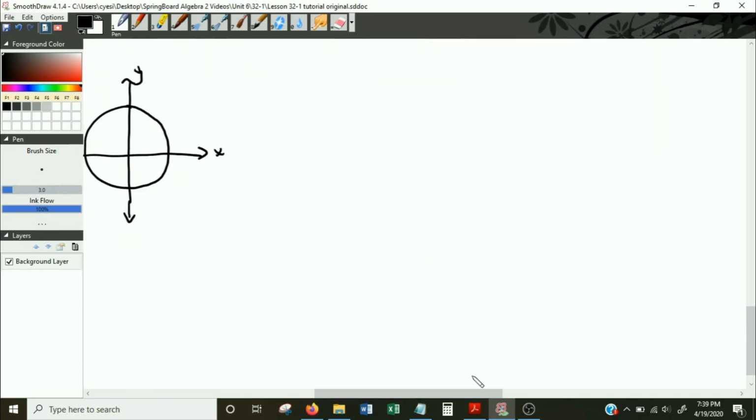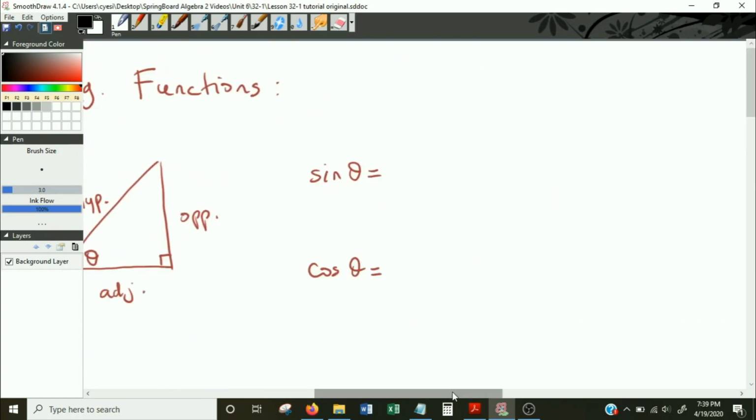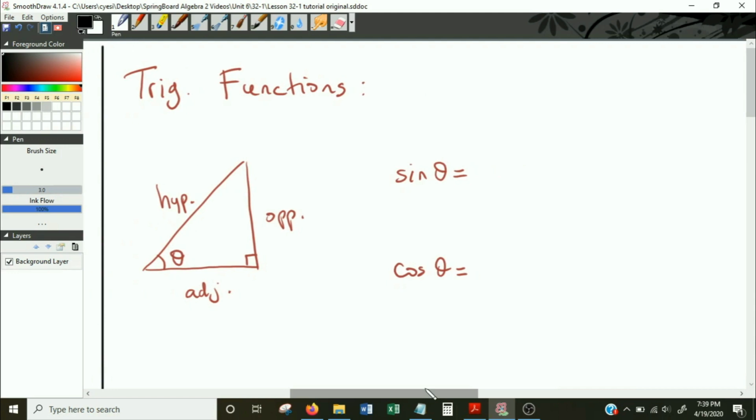Okay, so now let's go on to the next part, which is trig functions. You may remember from geometry that trig is short for trigonometry, and if you have an angle theta like this in a right triangle, this would be the adjacent side, this would be the opposite side, and this would be the hypotenuse. So you may remember that the sine of theta would be the opposite over the hypotenuse, so I'll write that down.